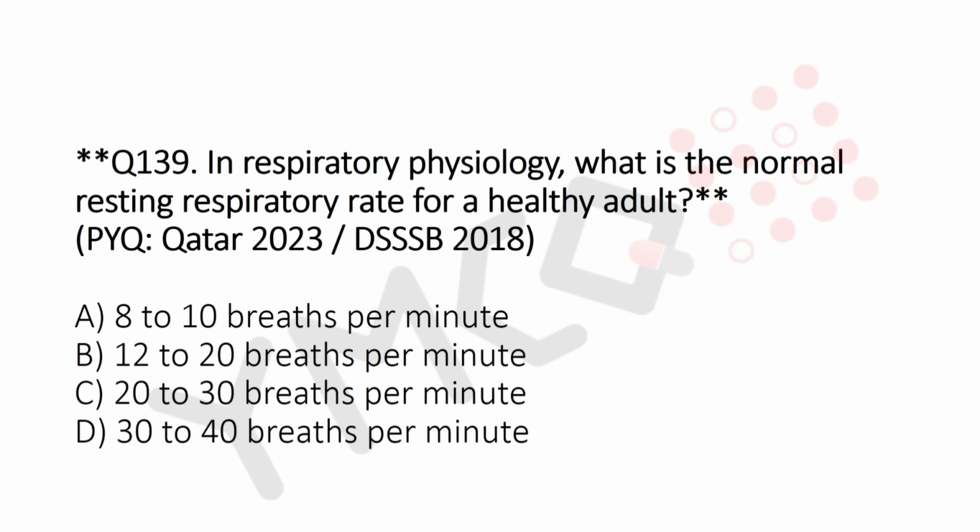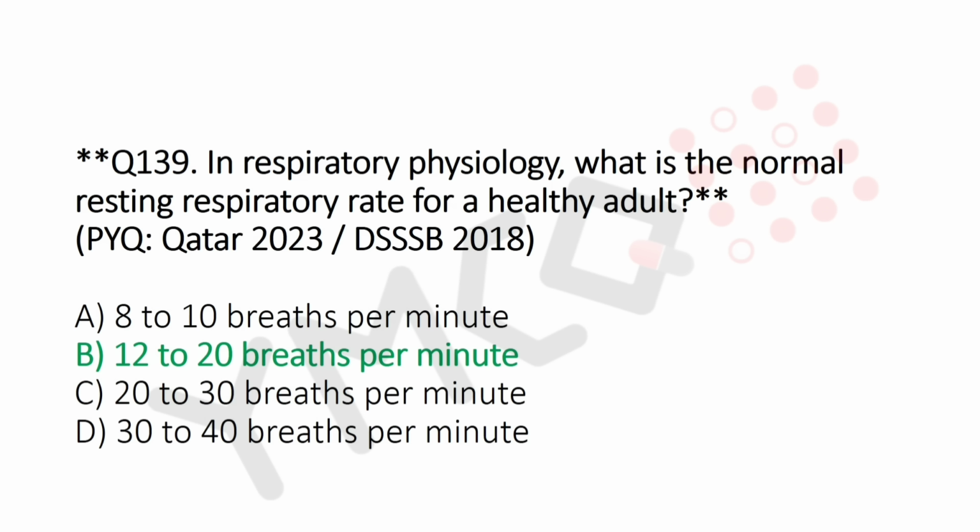In respiratory physiology, what is the normal resting respiratory rate for a healthy adult? Option A, 8 to 10 breaths per minute. Option B, 12 to 20 breaths per minute. Option C, 20 to 30 breaths per minute. Option D, 30 to 40 breaths per minute. And the answer is option B, 12 to 20 breaths per minute.